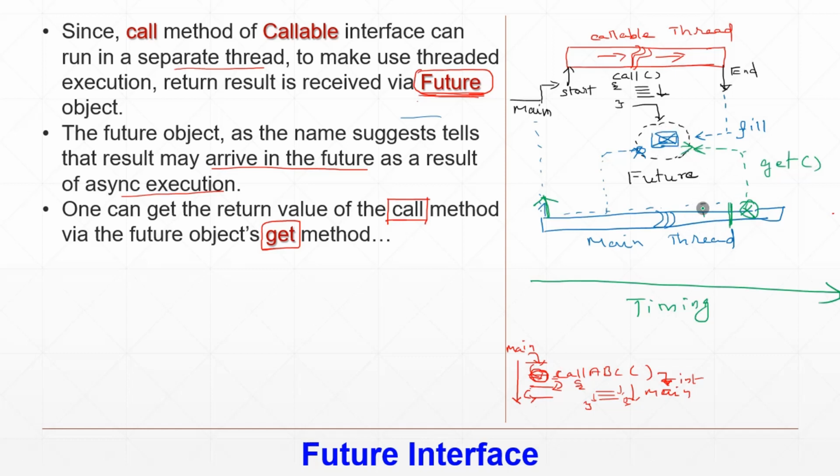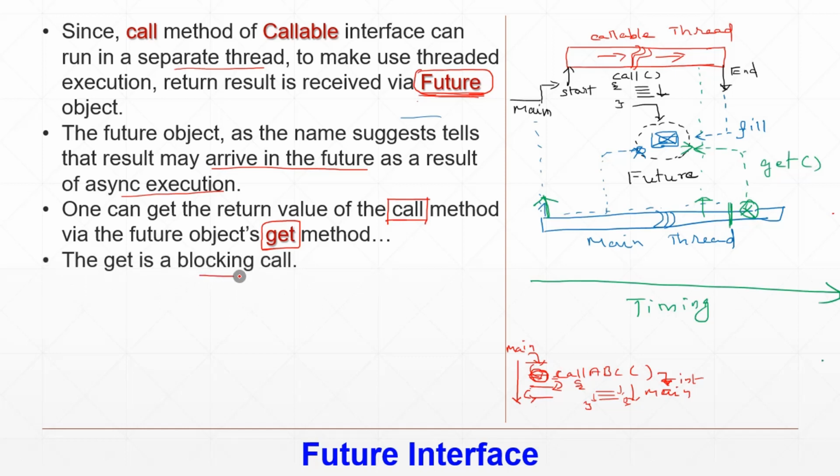But if the main thread tries to call get here, the future object is not yet ready, because at this stage the thread execution is not completed and the fill doesn't happen on the future placeholder. So that's the use of get. When the object is ready in the future, the main thread will make use of the get method and retrieve the value.